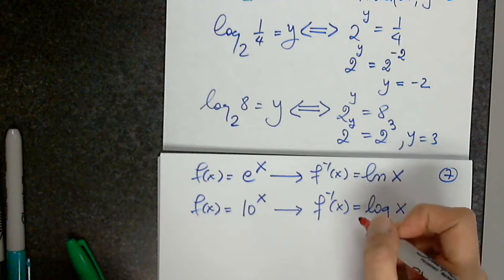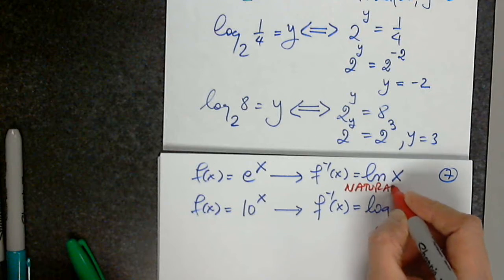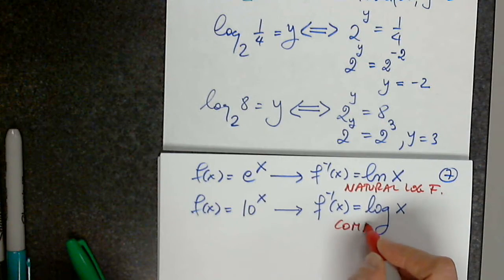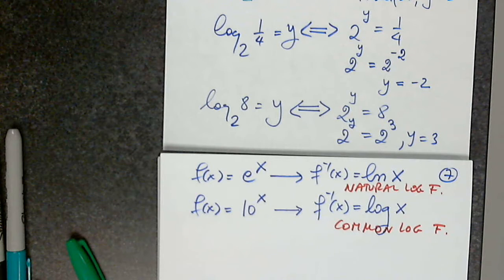This is the natural log function. And this is the common log function. They're so important. If you remember, they have a special key right here. Log is together with 10 to the x. Ln is together with e to the x. They are inverses of each other. So 10 to the x, log; e to the x, ln. Okay?